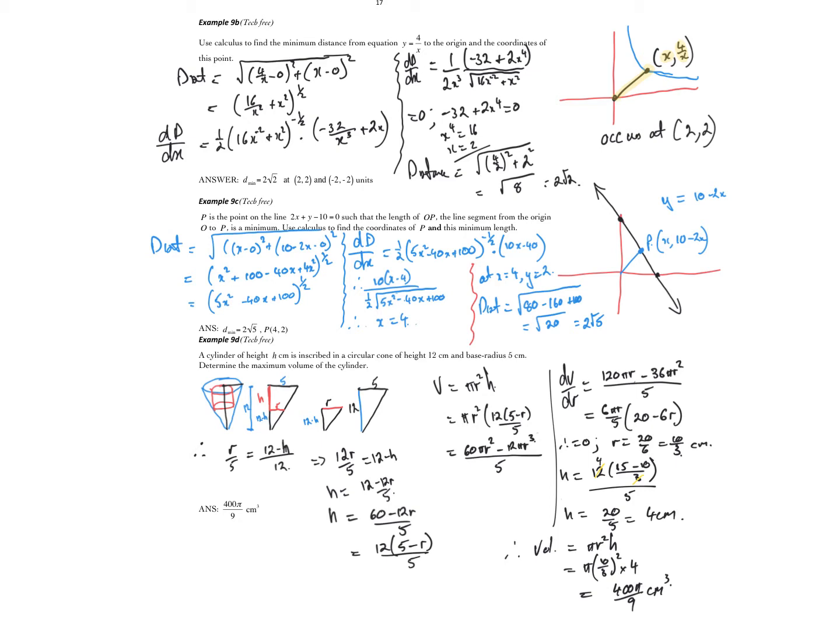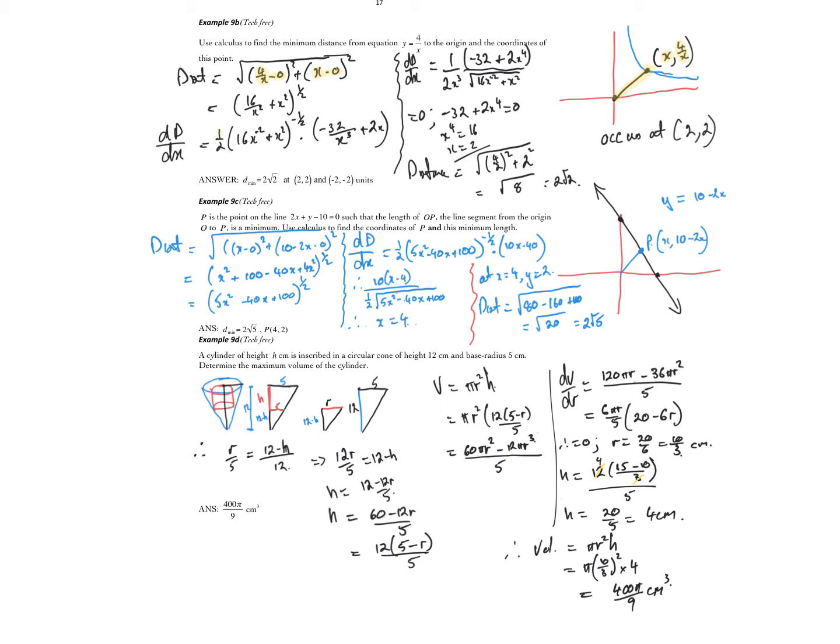So I know the distance between 2 points is the square root of y2 minus y1 squared plus x2 minus x1 squared, which is 4 on x minus 0 squared plus x minus 0 squared. If I get the square root of those, I get 16 on x squared plus x squared, all to the power of a half. Now to find the minimum, I differentiate that.